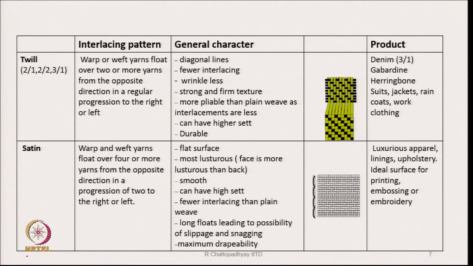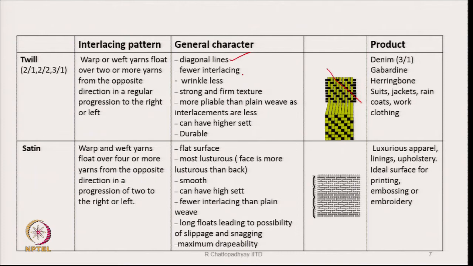Then comes twill weave, which you are also familiar with. Warp or weft yarns float over two or more yarns from the opposite direction in a regular progression to the right or left. So, we have 2 by 1 twill, 2 by 2 twill, 3 by 1 twill, like that, and we create diagonal lines. You see here in the diagram we are creating diagonal lines like this.